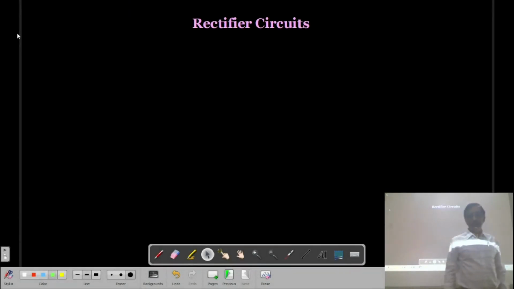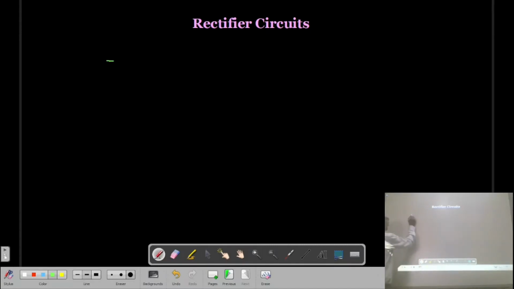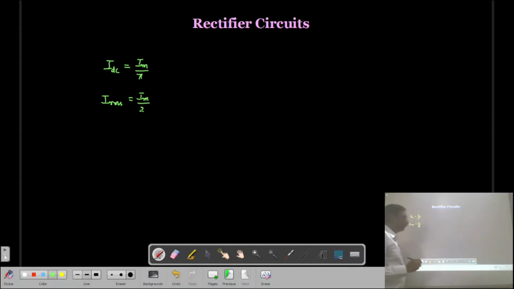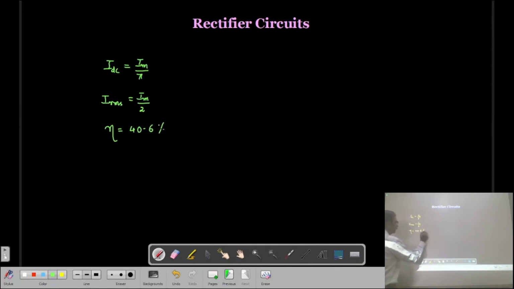In the previous lecture we discussed the half wave rectifier and found its properties. In the half wave rectifier, the DC current is given by Im by pi. If you find the RMS value of the load current, it is given as IRMS equal to Im by 2. From these two currents, we calculated the efficiency of the half wave rectifier, and the maximum efficiency is 40.6%.